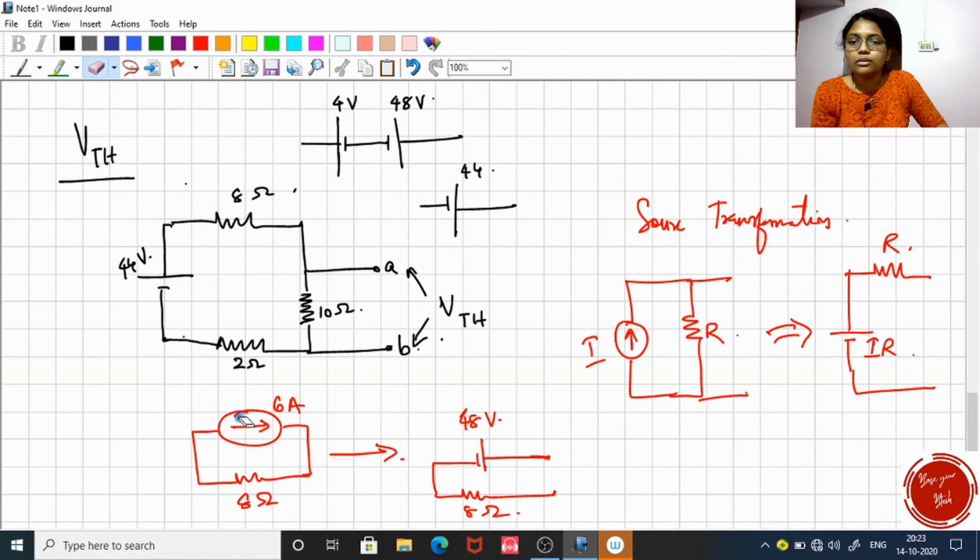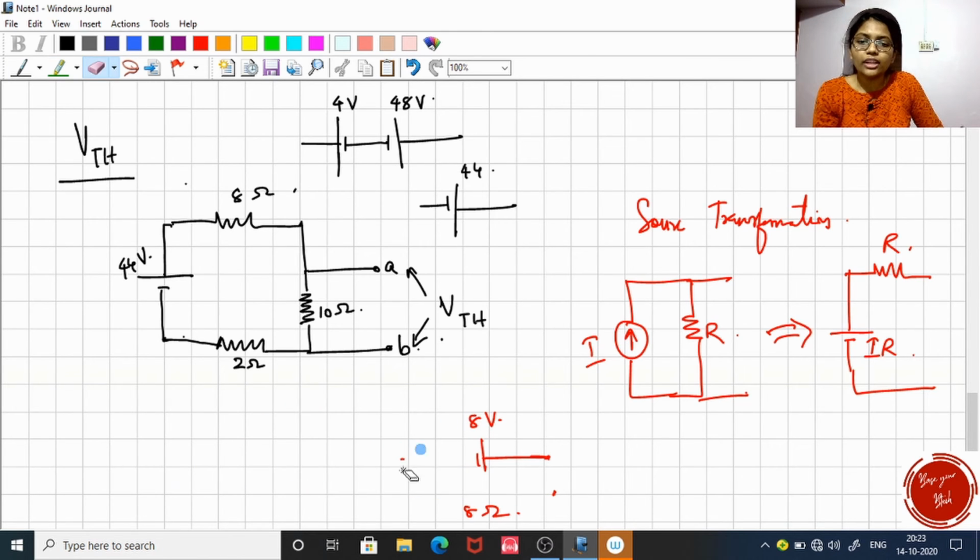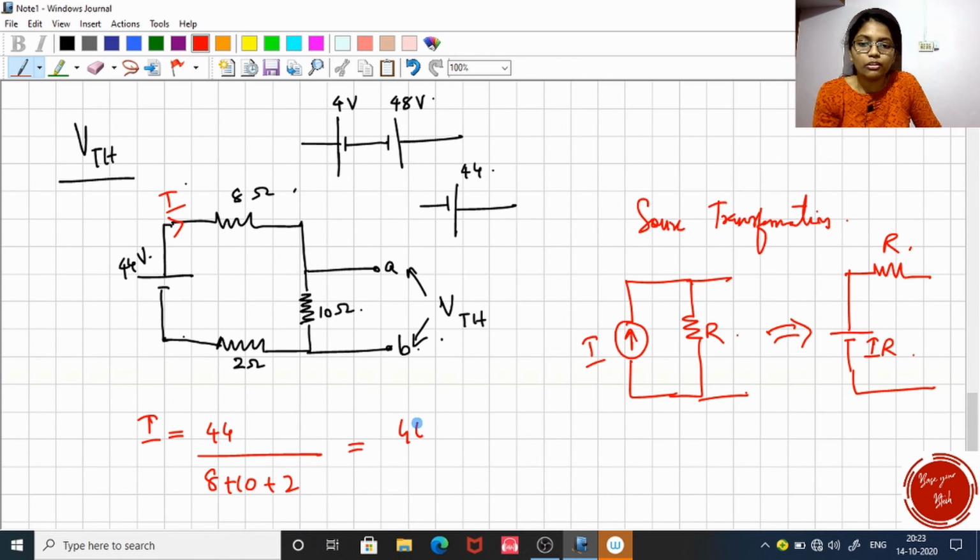Now let's find out the voltage. It is a simple circuit containing one voltage source and three resistors, with one single loop. Only one current emerges from this 44 volt; let us take it as I. So I is equal to 44 divided by the net resistance of the circuit. The 8, 10 and 2 are all connected in series, so 8 plus 10 plus 2 is 20. I is 44 divided by 20, that is 2.2 ampere.